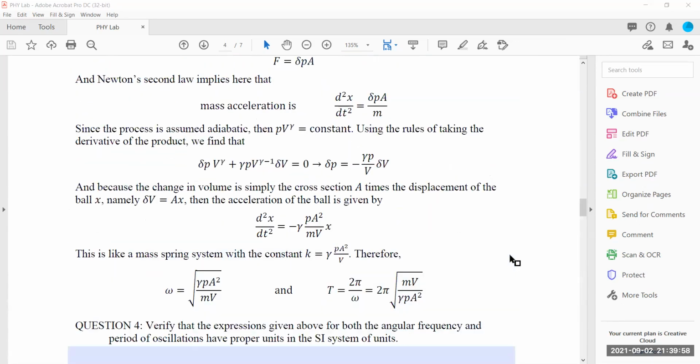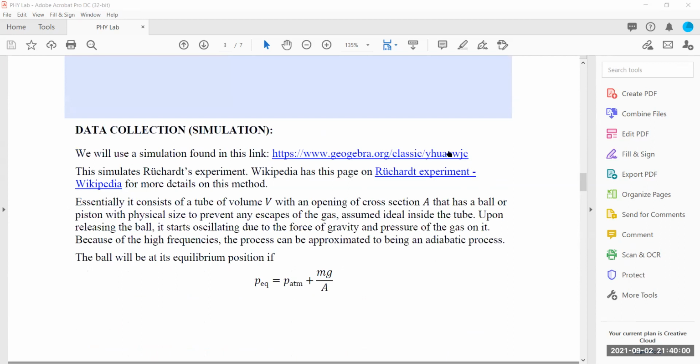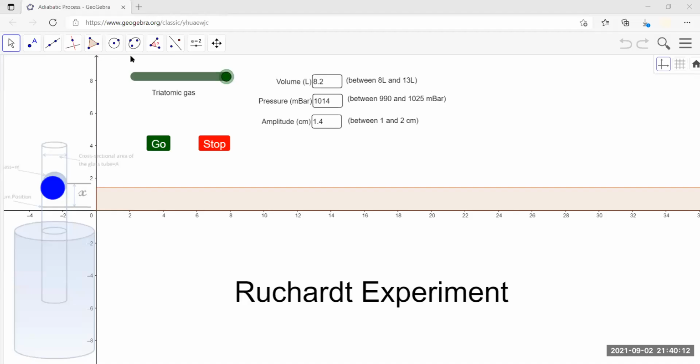So let's look at that link now, because it's important. We have to get to that link. So I'm going to click on it, and it opened in here. Let me put it on this side, stop sharing the screen, and share with you the link and how it looks. First of all, you can clearly see from this slider, I can change the gas from triatomic to diatomic back to the monoatomic gas, okay?